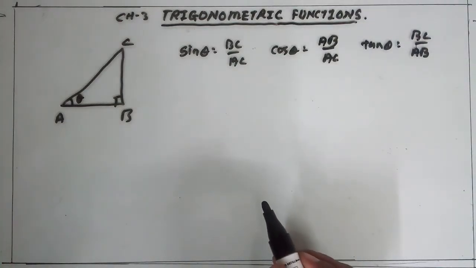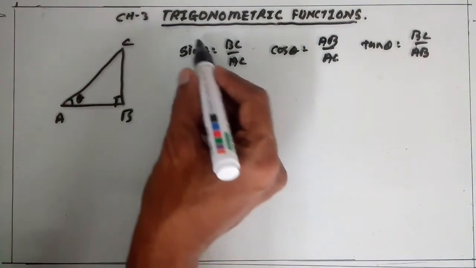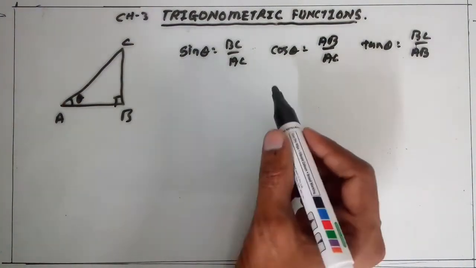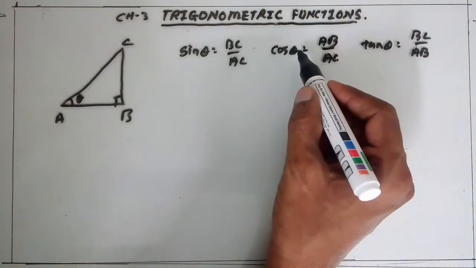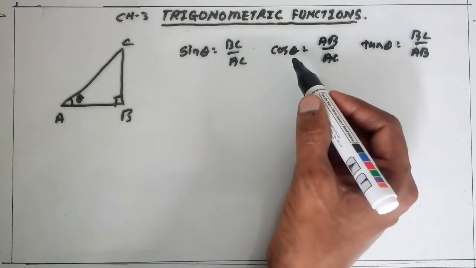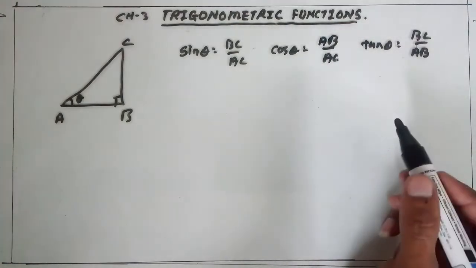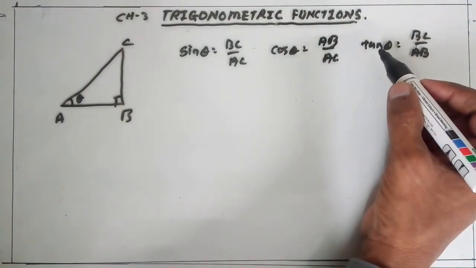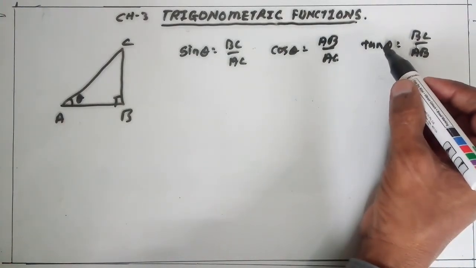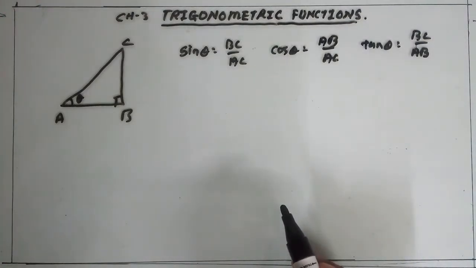Similarly, cosec theta is the reciprocal of sin, AC upon BC; sec theta is the reciprocal of cos, AC upon AB; and cot theta is the reciprocal of tan, AB upon BC. Clear?